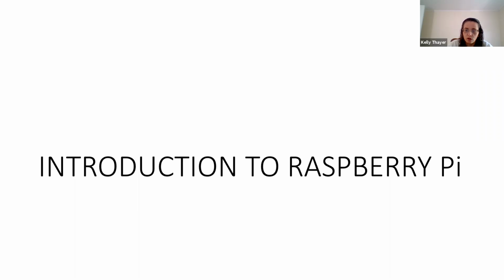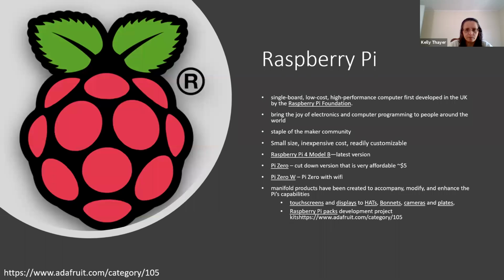So then, introduction to Raspberry Pi. So what is a Raspberry Pi? Well, it's a single board, low-cost, high-performance computer that was developed by Adafruit in the United Kingdom. It allows you to basically work on computer programming on a very small scale, and it was developed to make it fun and interesting to be able to integrate electronics with computing.